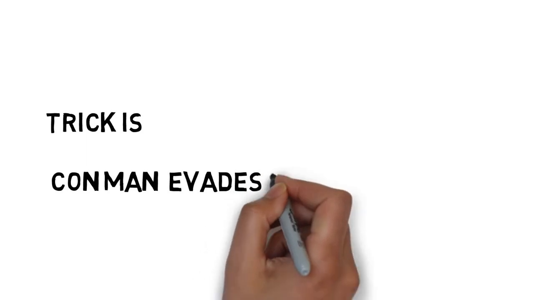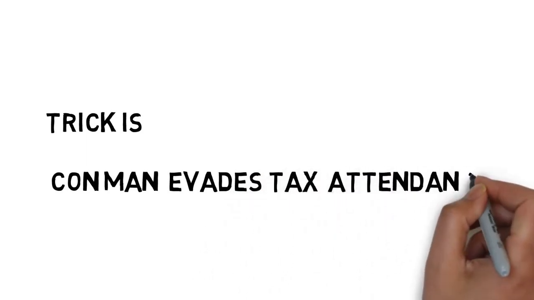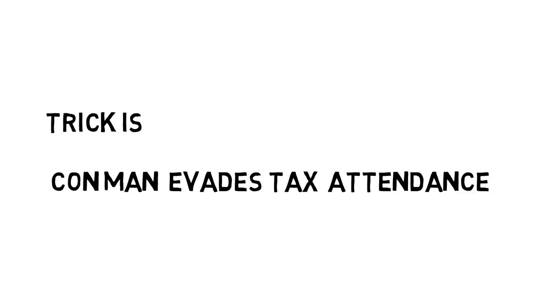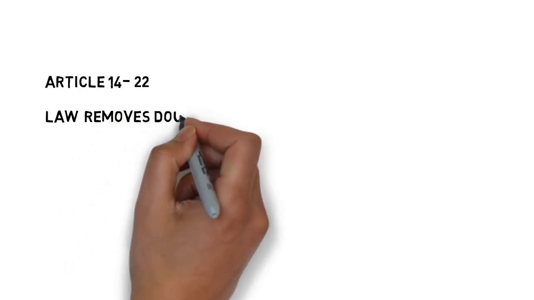Taking all these keywords, I have formed a sentence, that is, con man evades tax attendance. We know that con men are scamsters. They try to not give taxes, and they try to evade taxes. So I have formed this sentence so that you remember the articles. Taking the keywords, conscience gives us con, manage gives us man. I have taken the words tax and attendance from the keywords mentioned there. So the trick is simply con man evades tax attendance.